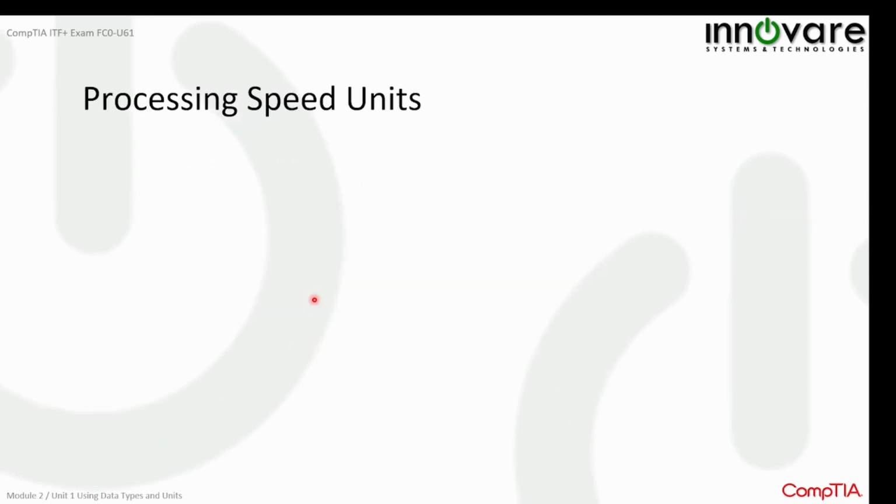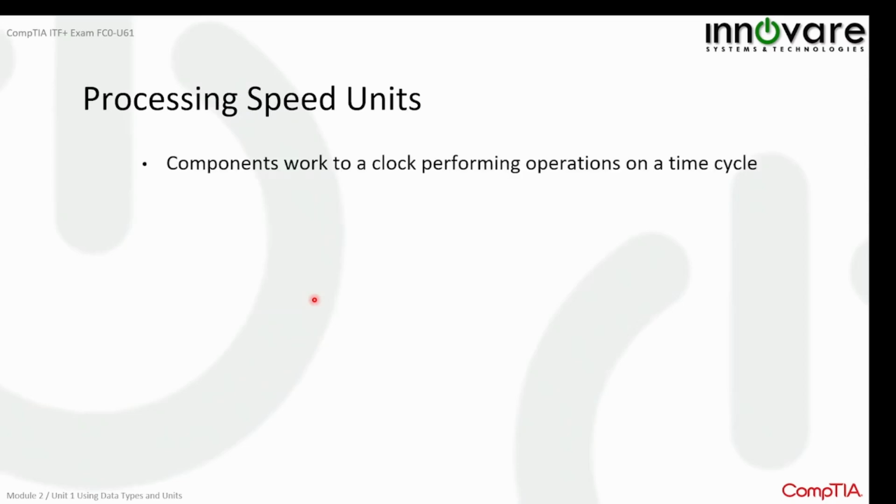Now, when it comes to processing speeds, this is the thing that I want you to really understand, because sometimes they are interchanged with the throughput, the data speed. When we say processing speeds, it has to do with the clock of the processor, the CPU, performing the operations in a given time cycle.